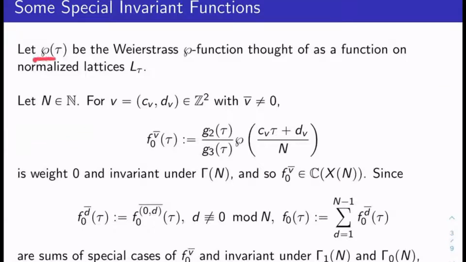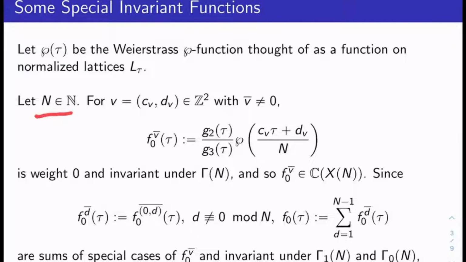Let's let phi of t be the Weierstrass phi function, thought of as a function on lattices L sub tau, or as a function of tau if you like. If you haven't seen the Weierstrass phi function before, just see my series of talks on the congruent number problem. It's essentially the bridge between complex tori and complex elliptic curves.